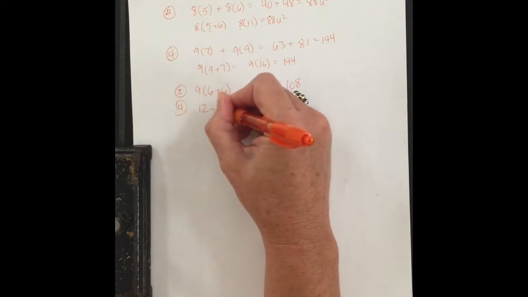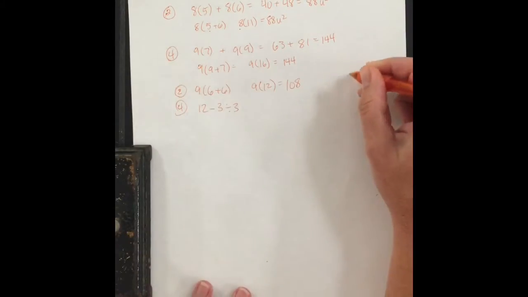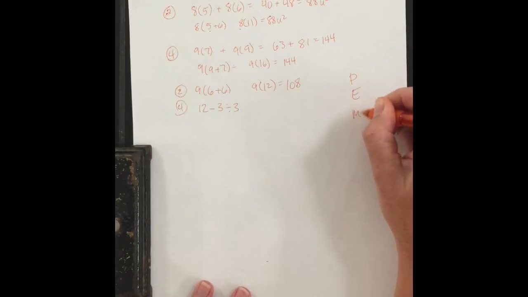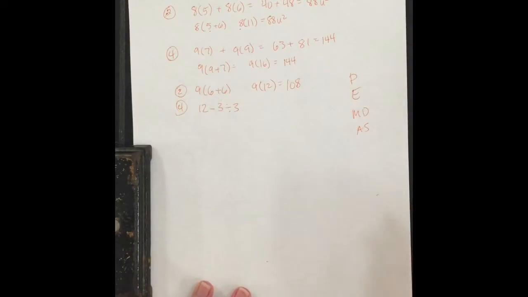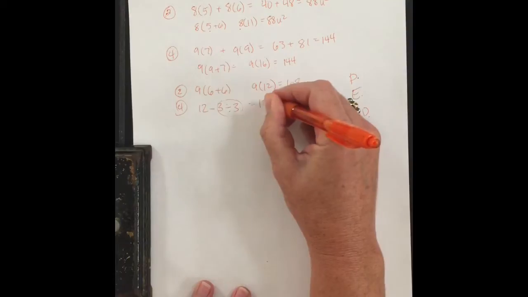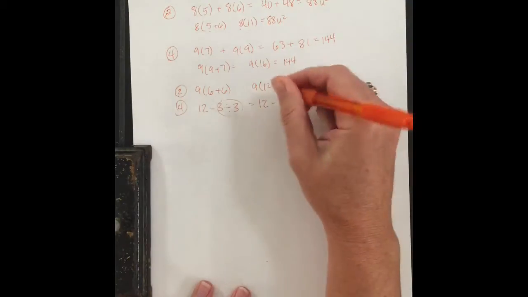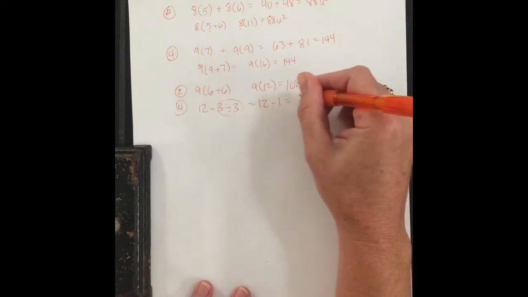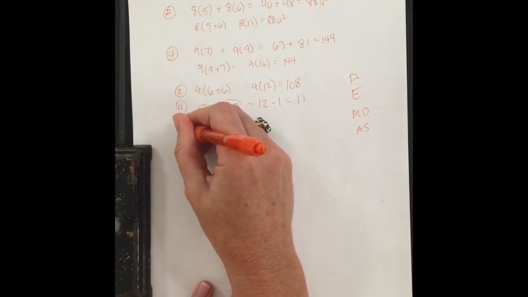4. 12 minus 3 divided by 3. I'm going to go ahead and write my please excuse my dear Aunt Sally. Parentheses first, no parentheses, no exponents. Multiply and divide from left to right is the next thing. I have division here. So 12 minus 3 divided by 3 is 1. 12 minus 1 is 11.